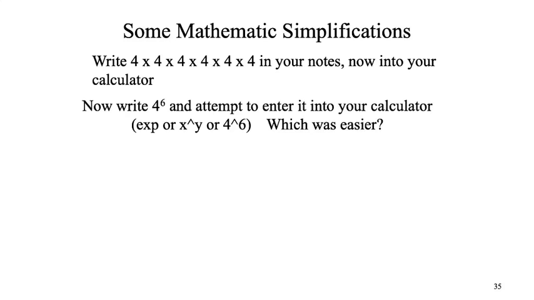Okay. We have a way to simplify that. We could write that as 4 to the 6. Okay. This is the use of exponents. Some people are familiar with this, some aren't. If we go to our calculator, your calculator has multiple functions that can do this. Sometimes it's called exp for exponent. Sometimes it's x to the y. Sometimes it's y to the x. What does that mean?